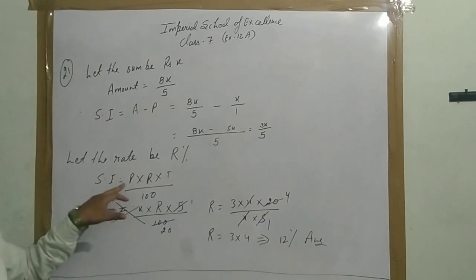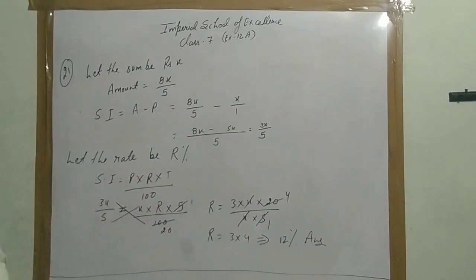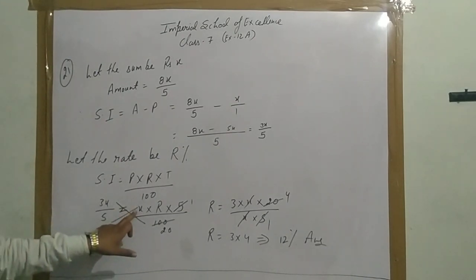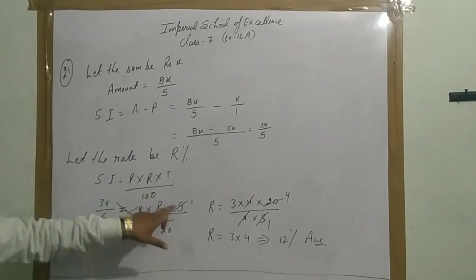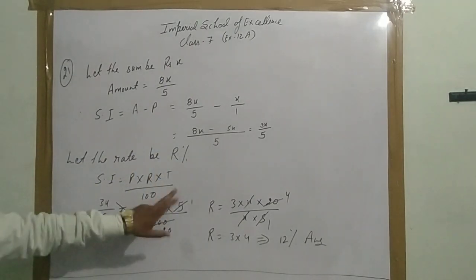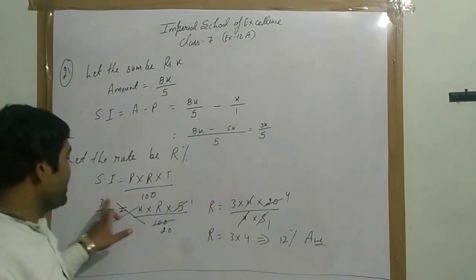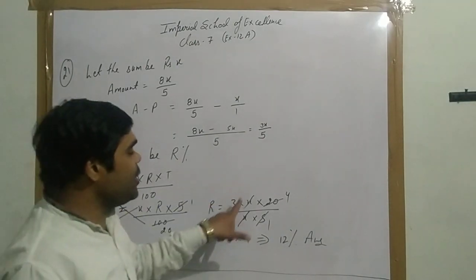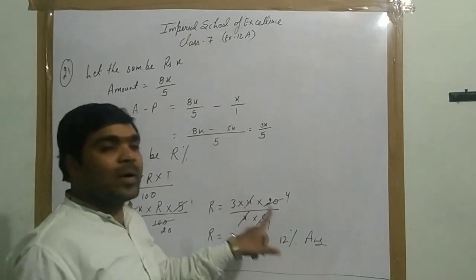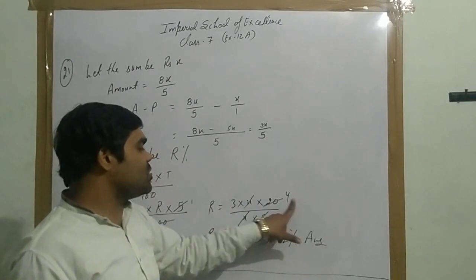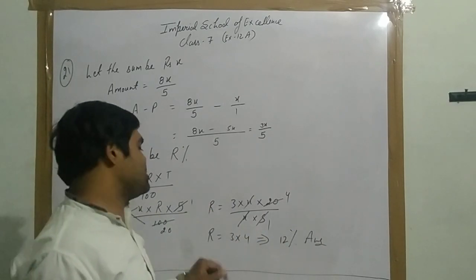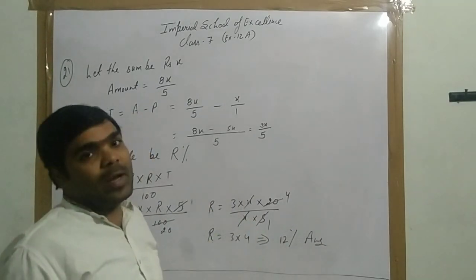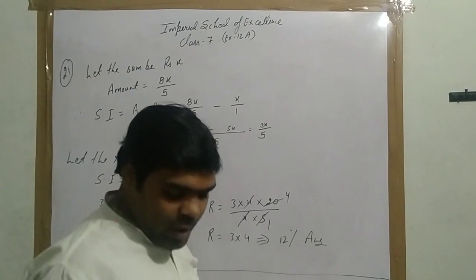So SI equals principal into rate into time upon 100. SI is given to you, 3x upon 5. Principal is x, rate is R, and time is 5 years, upon 100. Cancel this out. R equals, this will go upside, 3 into x into 20 upon x multiplied by 5. 5 1s are 5, 5 4s are 20. What is left here? 3 and 4. x and x should be cancelled. So R equals 12%. The rate of interest is 12%.